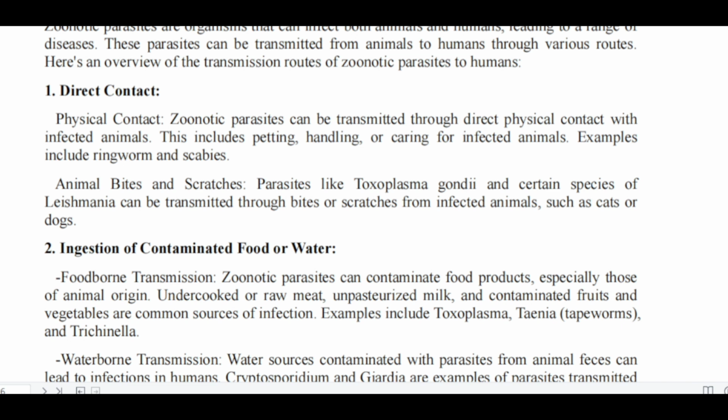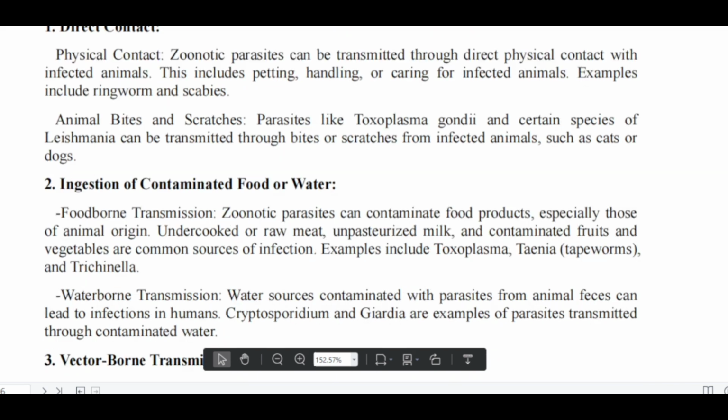But secondly, you have animal bites, because it's also a direct contact. They can bite and then you scratch. Parasites like Toxoplasma gondii and certain species of Leishmania can be transmitted through bites and scratches from infected animals such as cats and dogs.